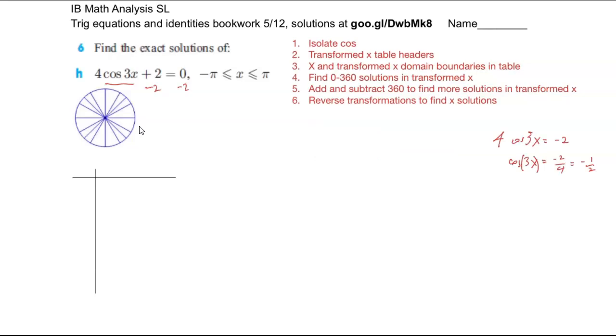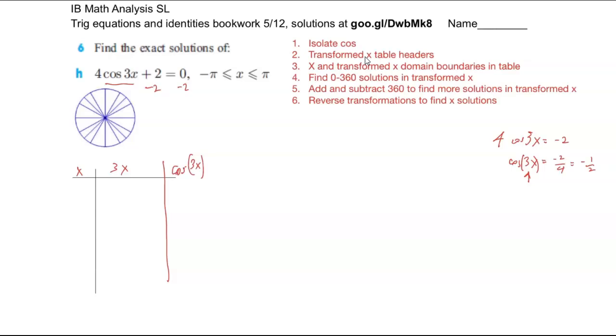Now we're all ready to do the next step, which is to put the table headers on. So basically we have our first column being just regular old x, and then the second column we're going to put our transformed x value. And then finally we're going to put the cosine of 3x as our third column. Okay, now let's move on to number 4.